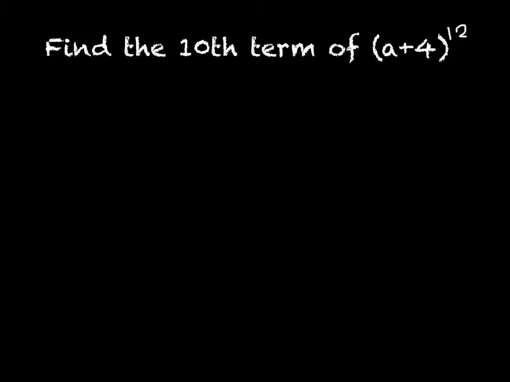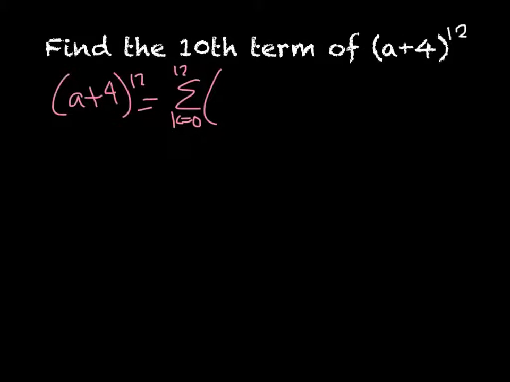Find the 10th term of a plus 4 to the power of 12. Remember that our binomial formula says that a plus 4 to the 12th is equal to sum from k equals 0 to 12 of 12 choose k, a to the power of 12 minus k, b to the power of k.